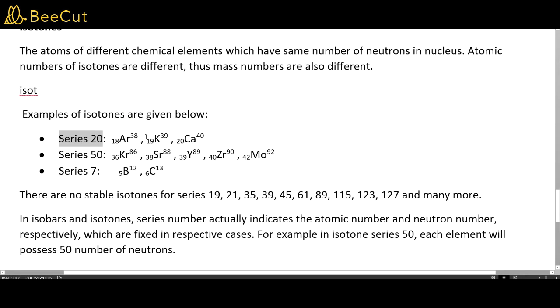For example, in the first case, 5 is the proton number and 12 is the mass number. In the next case, 6 is the proton number and 13 is the mass number, right? What is being changed, but even then in both cases what is the same is definitely the neutron number, that is 7 in both cases.